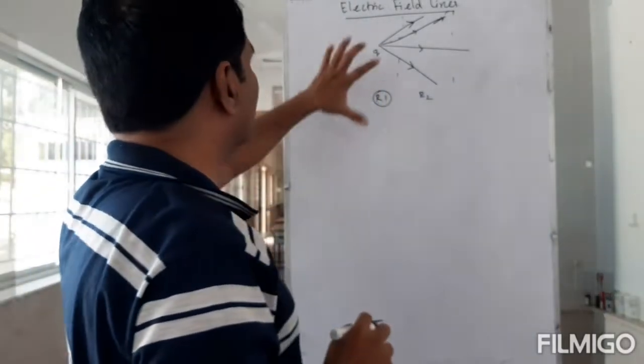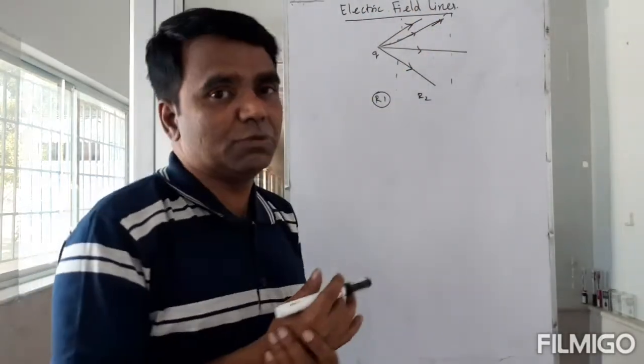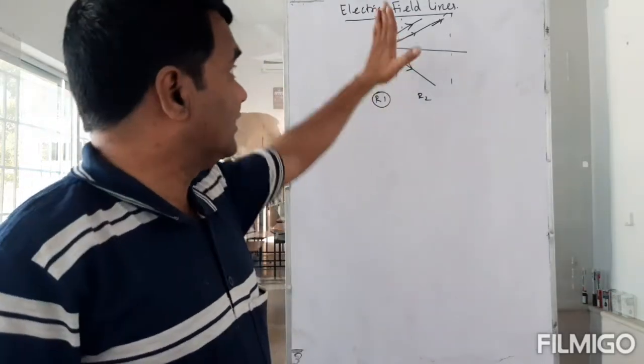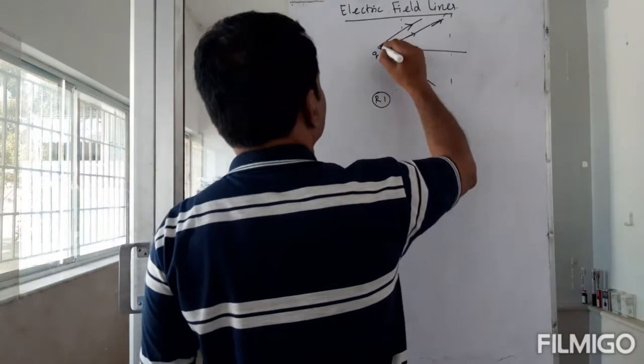So you start drawing the field lines like this. Then the question now is, how many lines should I draw? I mean, it's totally up to you. Whether I draw 4 lines like this or 8 lines like this.